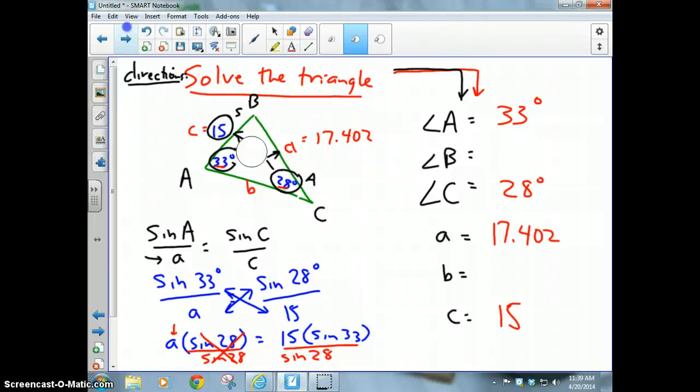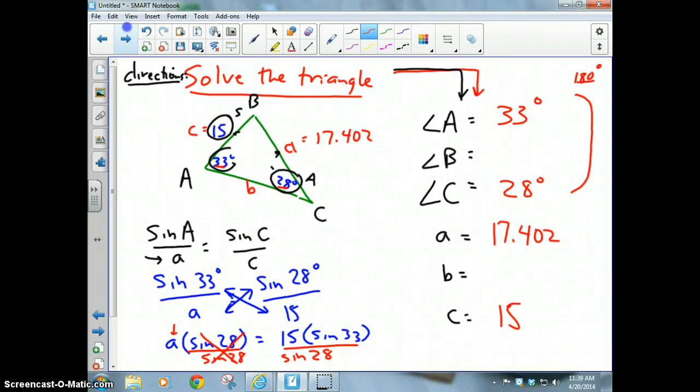All right, so I'm going to do a little erasing on the inside of my triangle here. Now, we can obviously figure out angle B because these three angles have to add up to 180 degrees. So 33 and 28 is 61, and then minus from 180, angle B is 119. So I can fill that in. Angle B is 119 degrees.